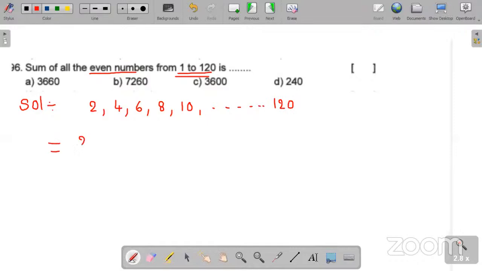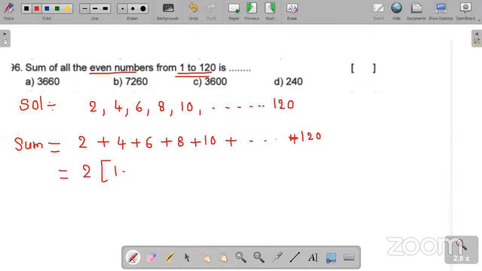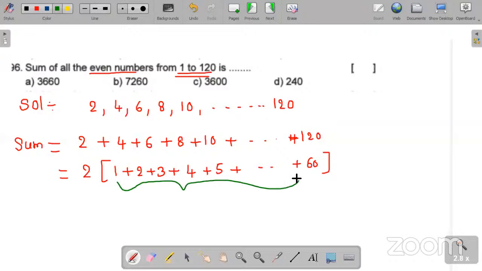Now take 2 common. What do we need to find out? The sum: 2 plus 4 plus 6 plus 8 plus 10 plus and so on up to 120. If you take 2 common, you get 1 plus 2 plus 3 plus 4 plus 5 plus and so on up to 60. That means, my dear students, you should know the sum of the first 60 natural numbers.